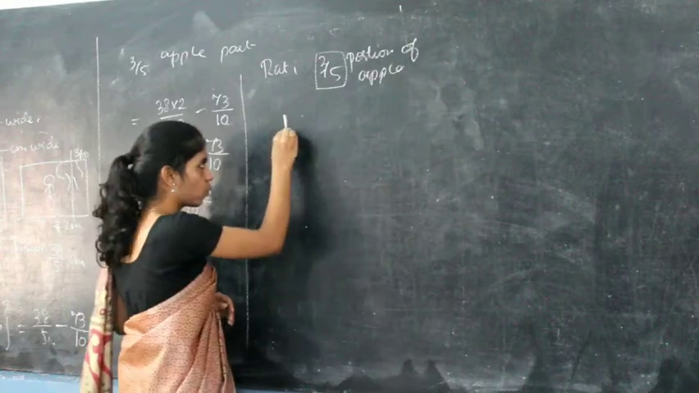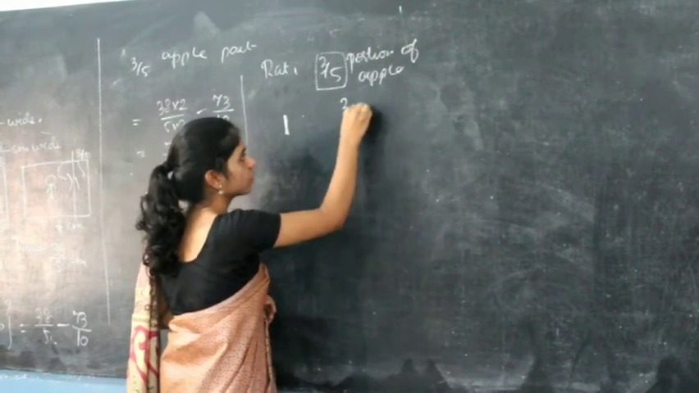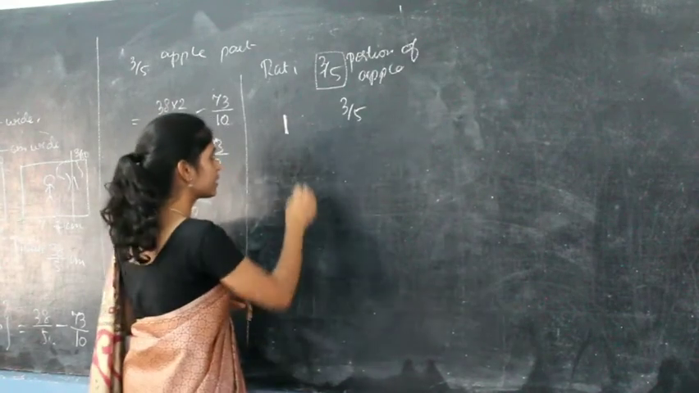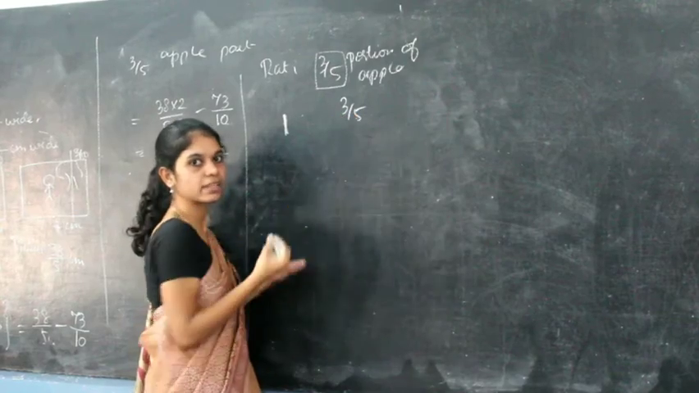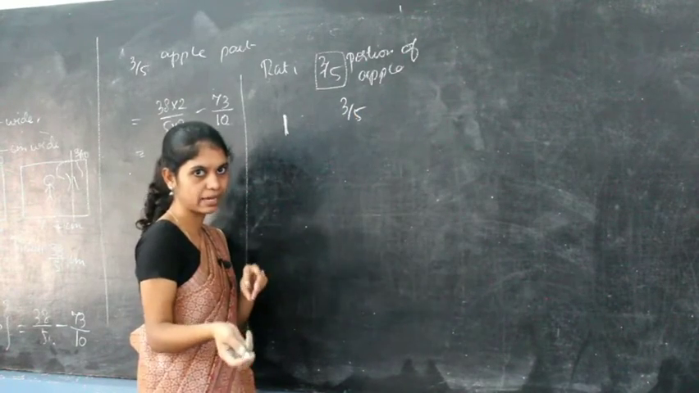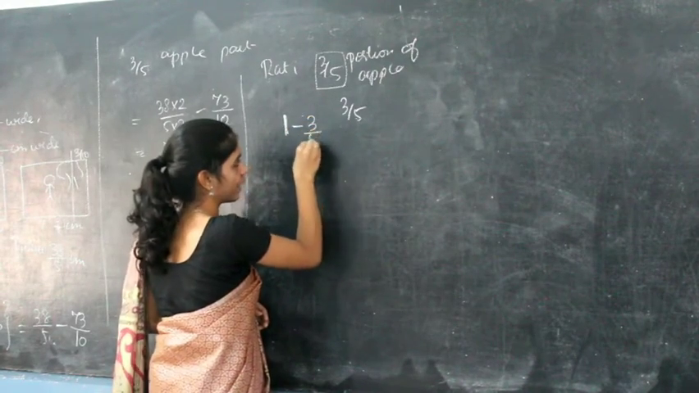Okay, in that 1, Rati has eaten 3 by 5 portion, which means if you minus 3 by 5 from 1, you will get the remaining portion which was eaten by the other person. Okay, so 1 minus 3 by 5.